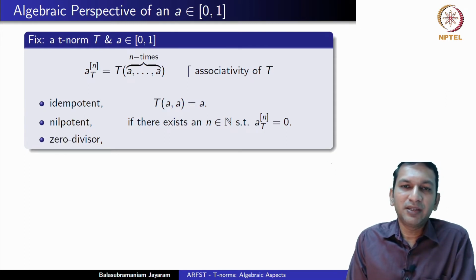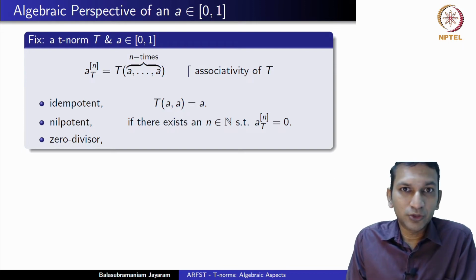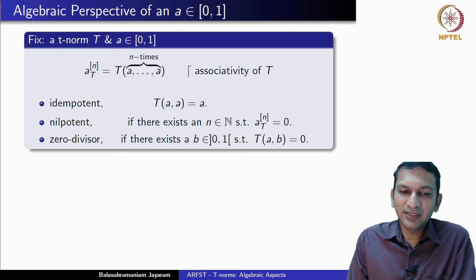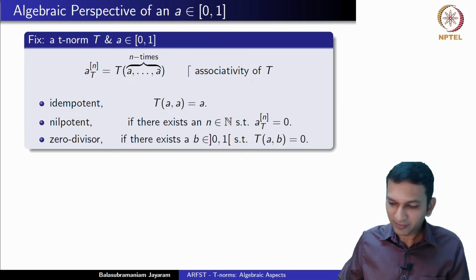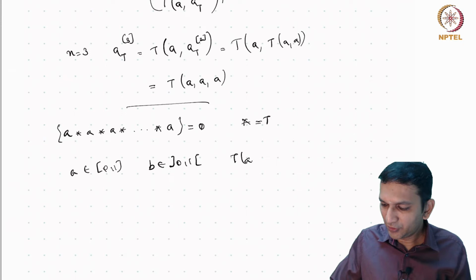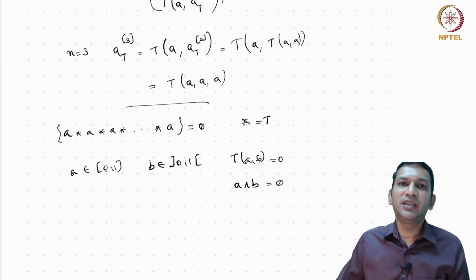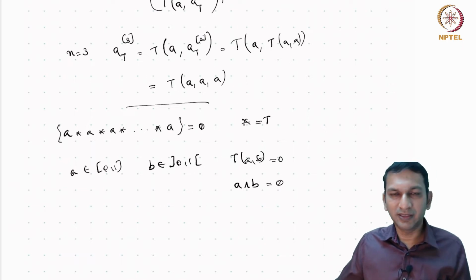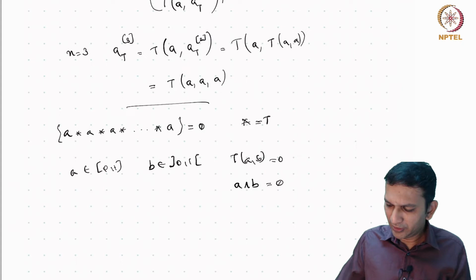When do we say an element is a zero-divisor? This concept should be familiar to you again. If there exists a B in the open interval (0,1) such that T of A, B is 0. Now, this is much like you take an A, element of [0,1], and find a B in the open interval (0,1), such that T of A, B is 0. Perhaps you recognize this if you were to write it as A and B is 0. This is what we have seen as the complement of an element in the setting of lattices. Here we are looking at it as a zero-divisor.